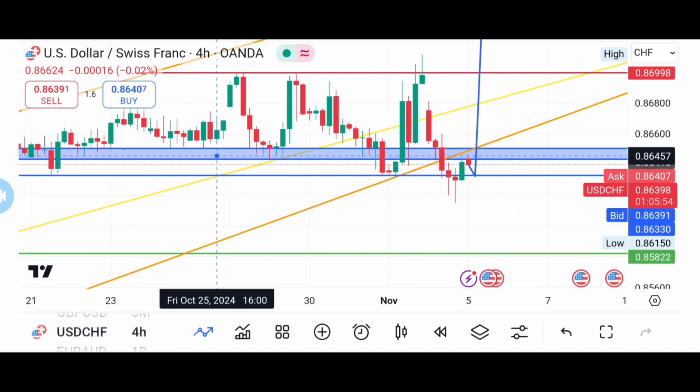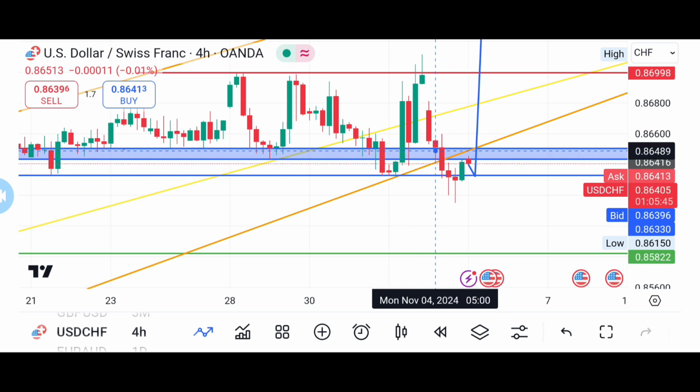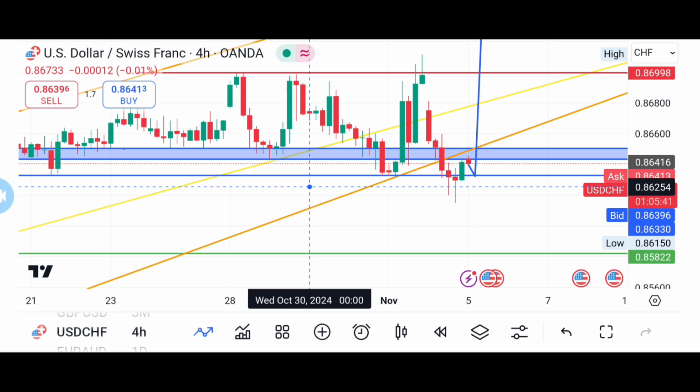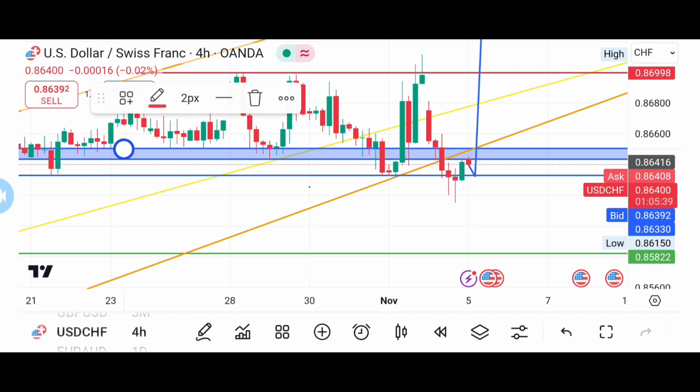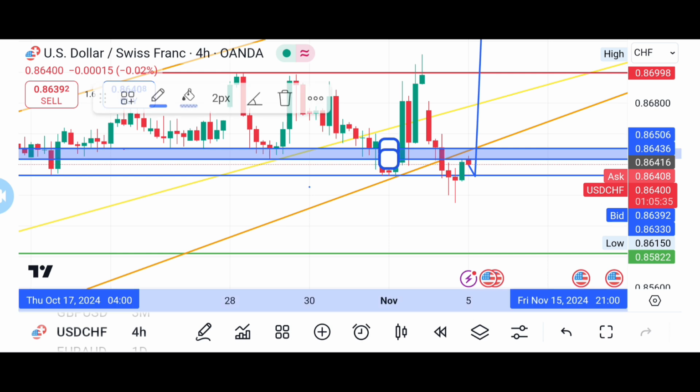You can see now again this blue box, it was a support. Then it was broken below. The sellers were able to break it. So currently this zone is now a what? Currently this zone is now a resistance. It will be now our resistance.